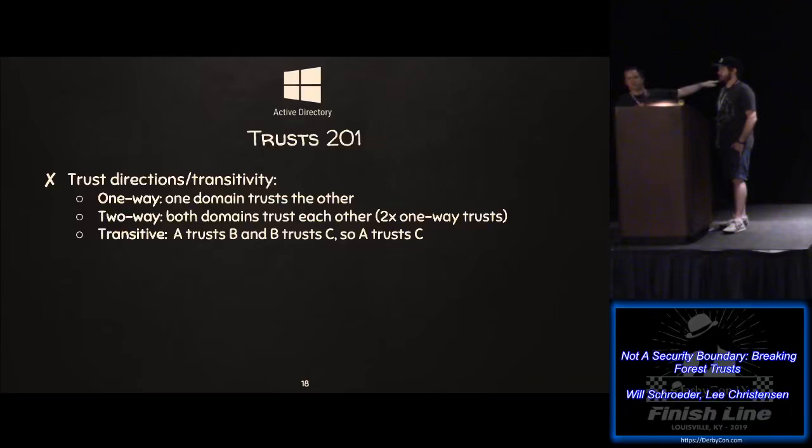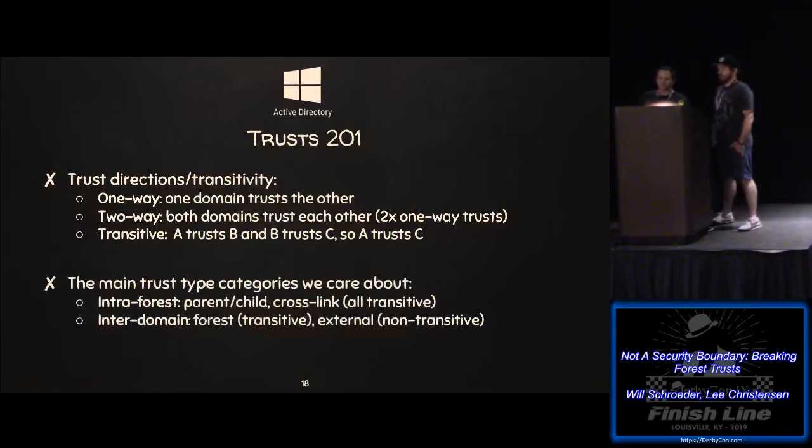Then there's the idea of transitive trust. There's me, there's Will, and then there's another domain over there. If I trust Will and Will trusts that domain, then by transitivity, I trust that domain. That's transitivity. In addition to direction and transitivity, there are different kinds of trusts. There are intra-forest trusts, which are typically parent-child or cross-link. And then there are the inter-domain trusts.